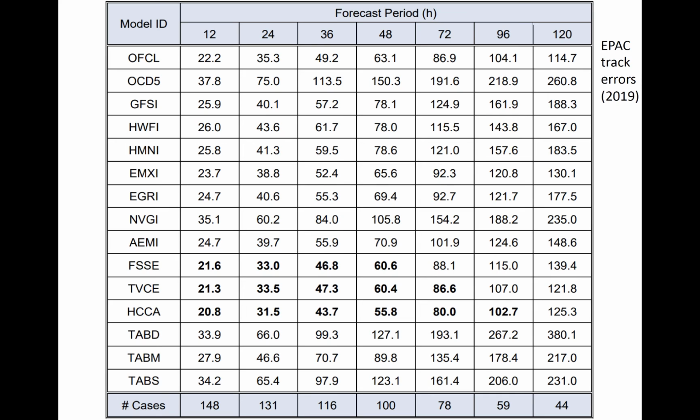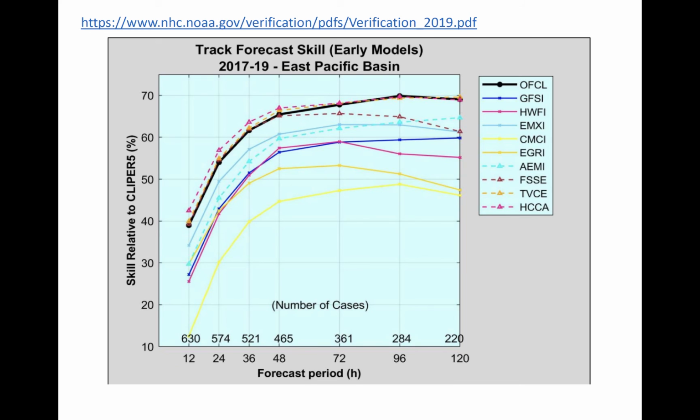Similar themes are seen in model performance over the East Pacific. The European Center model and consensus ensembles performed quite well in 2019, while the Navy model in particular performed quite poorly. Consensus models have performed well in the East Pacific over the last 3 years as well. The CMC-I, represented by the yellow line in this figure, is the Canadian global model, and it also doesn't perform particularly well on average compared to other global models.